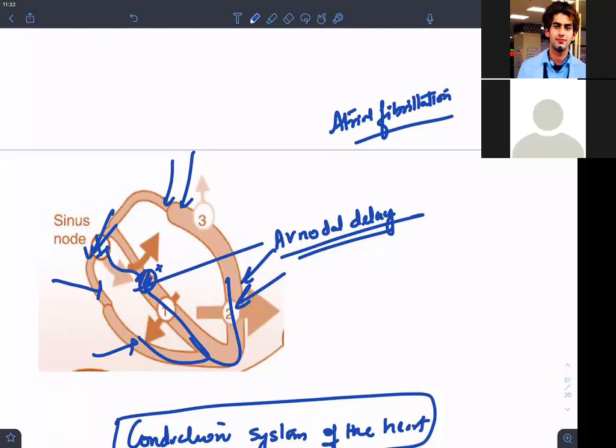It's a pathology. In atrial fibrillation, the atria is beating at a very high rate. That is, the atria is producing impulses at a very high rate. That means the atria is beating 300 times per minute. Oh my god, the atria is firing 300 beats per minute.